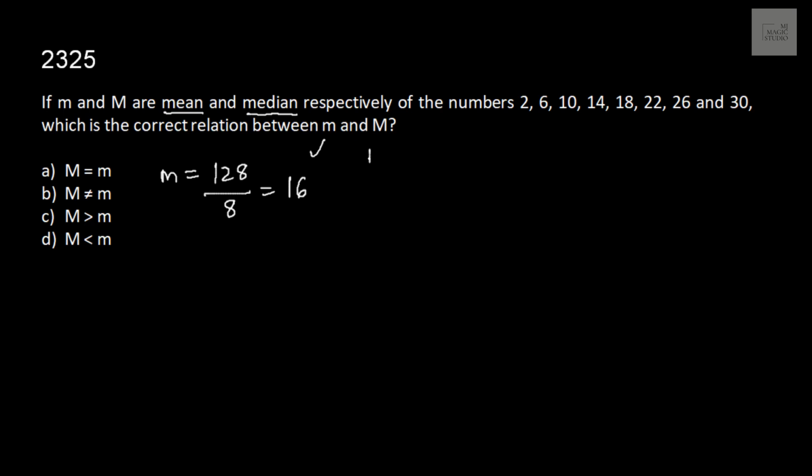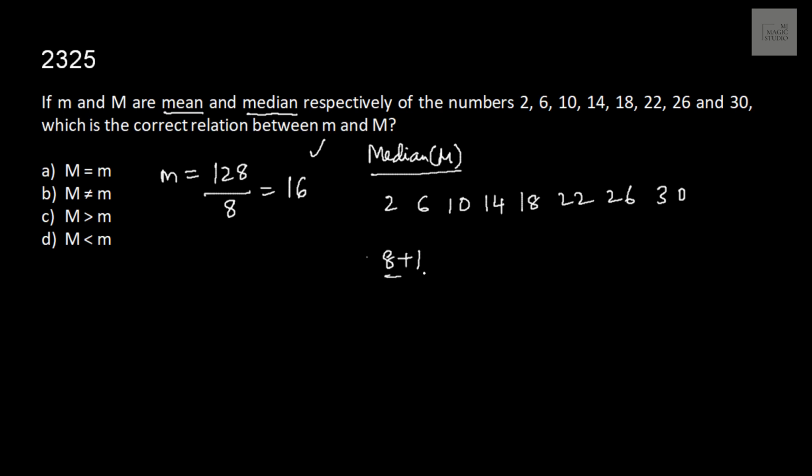Done. Now for the median, that is capital M, we need to arrange the numbers in ascending or descending order. As we can see, all the numbers are already arranged in ascending order, 22, 26, 30. Now the median is the value of the (n plus 1) by 2th element. We have 8 numbers, so 8 plus 1 by 2. We are looking for the value of the 4.5th element. The 4.5th element means the value of the 4th element plus the value of the 5th element, divided by 2.